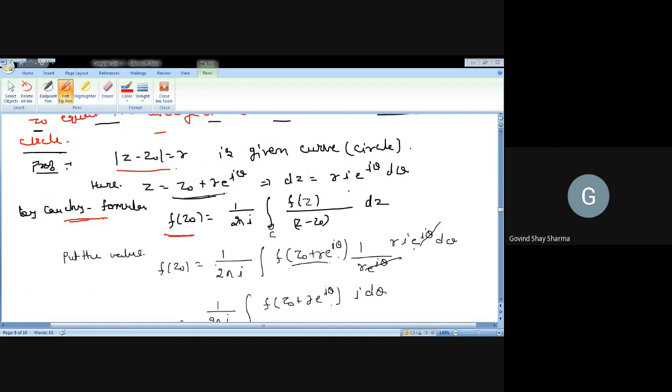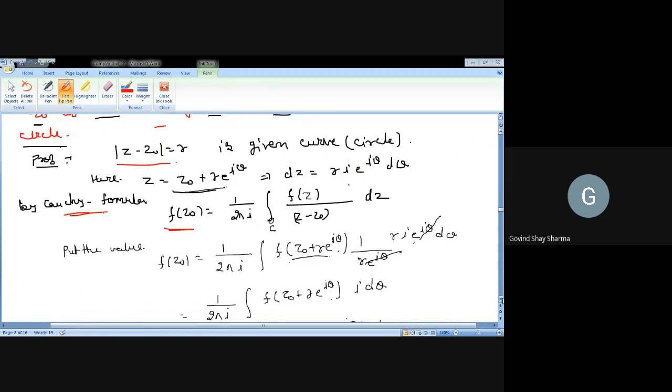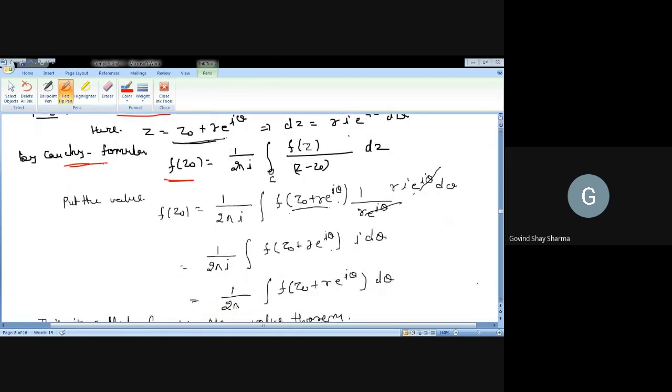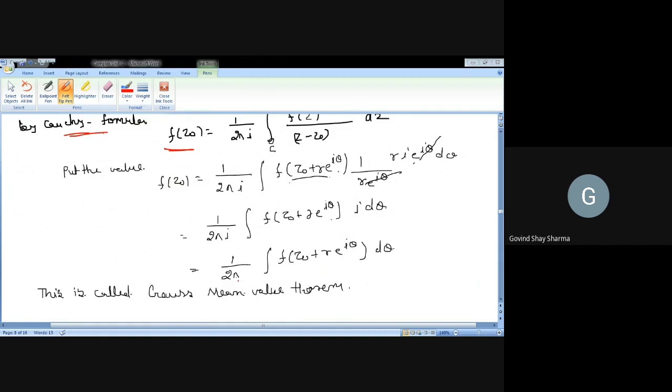When you put z = z0 + r e^(iθ), dz becomes r i e^(iθ) dθ. So this cancels and we get 1/(2π) ∫ f(z0 + r e^(iθ)) dθ. This is called the outcome.